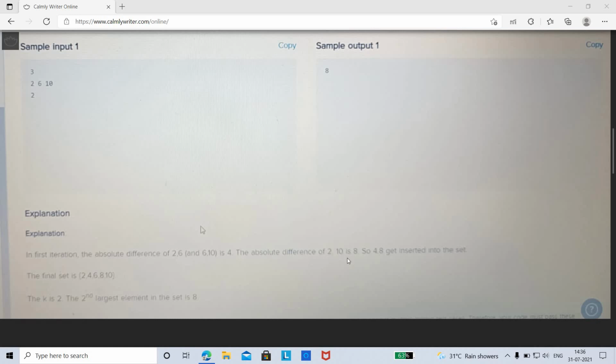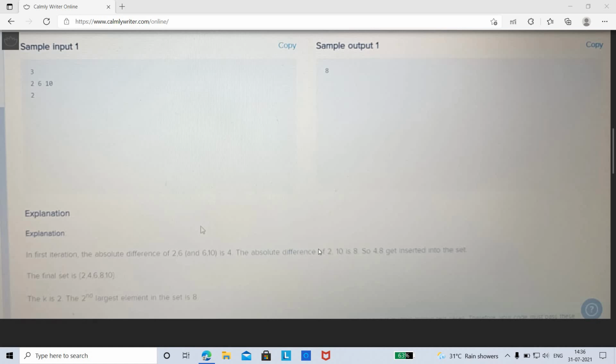The next thing is the absolute difference of 2 and 10. The difference of 2 and 6 is found, then 6 and 10 is also found, and the remaining pair is 2 and 10. The difference of 2 and 10 is 8. So as discussed, you are going to insert the result.